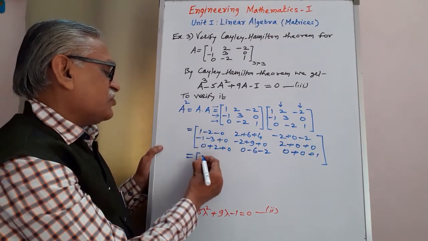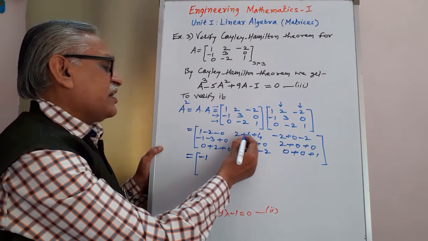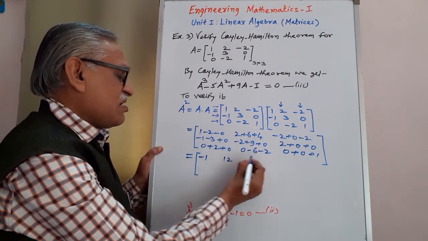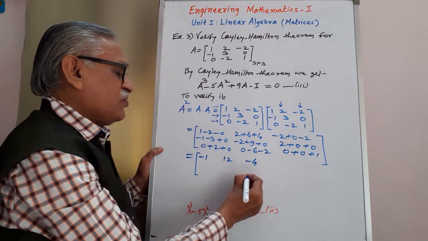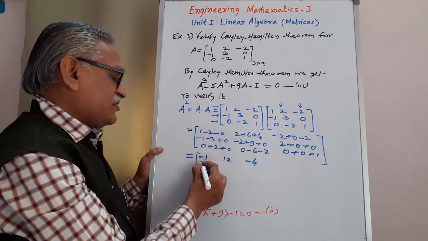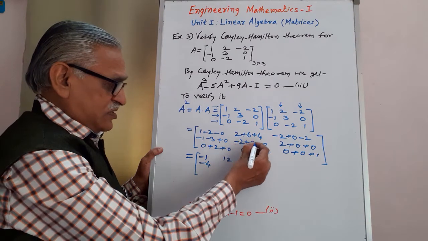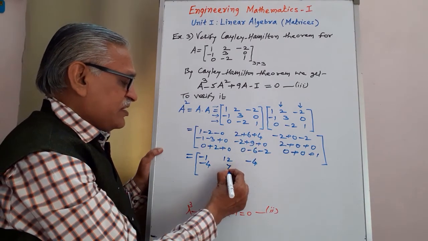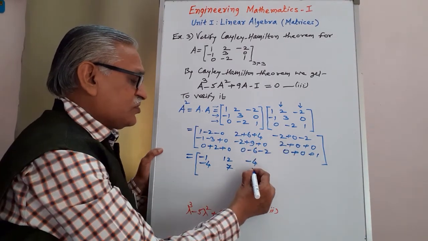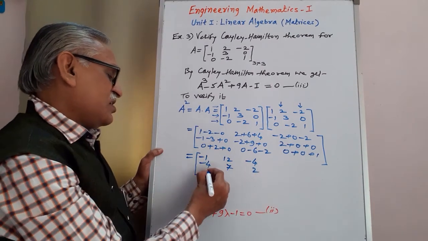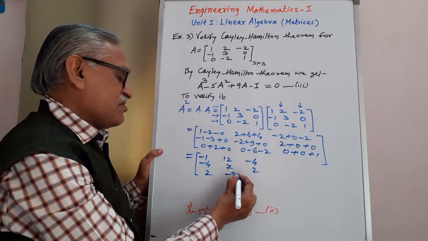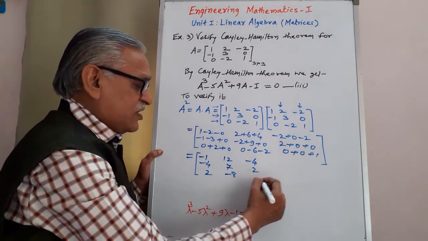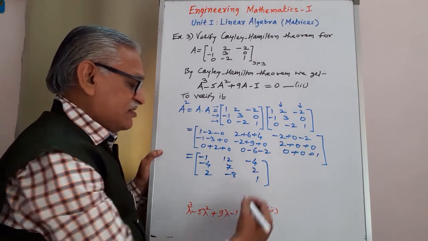And therefore, we have that matrix as 1 minus 2, we get minus 1, 10 plus 2, 12, minus 2, minus 2, minus 4, minus 1, minus 3, minus 4, 9 minus 2, 7, 2 plus 0, 2, 2, minus 6 minus 2, minus 8, and 0 plus 1, we get that 1.